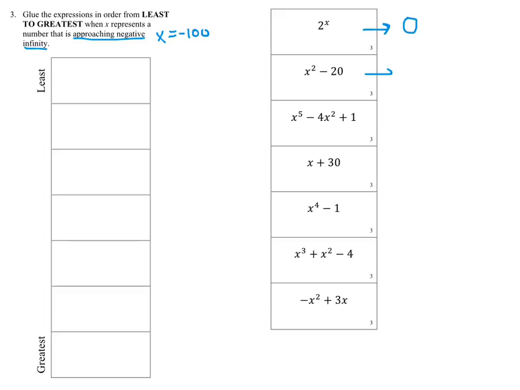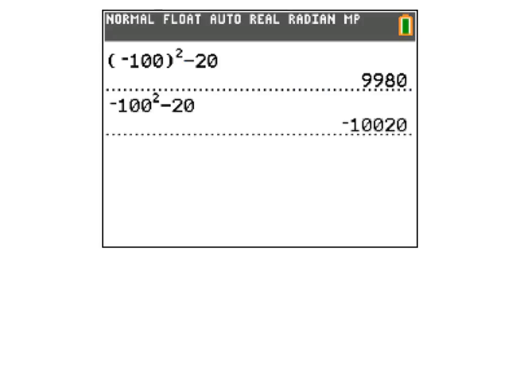For x squared minus 20, when I plug it into the calculator, I have to be really careful. I need to make sure that I put parentheses around the negative 100. If you notice, when I put negative 100 squared with the parentheses, it gives me 9,980. However, if I don't put the parentheses, it gives me negative 10,020, which is a lot different.